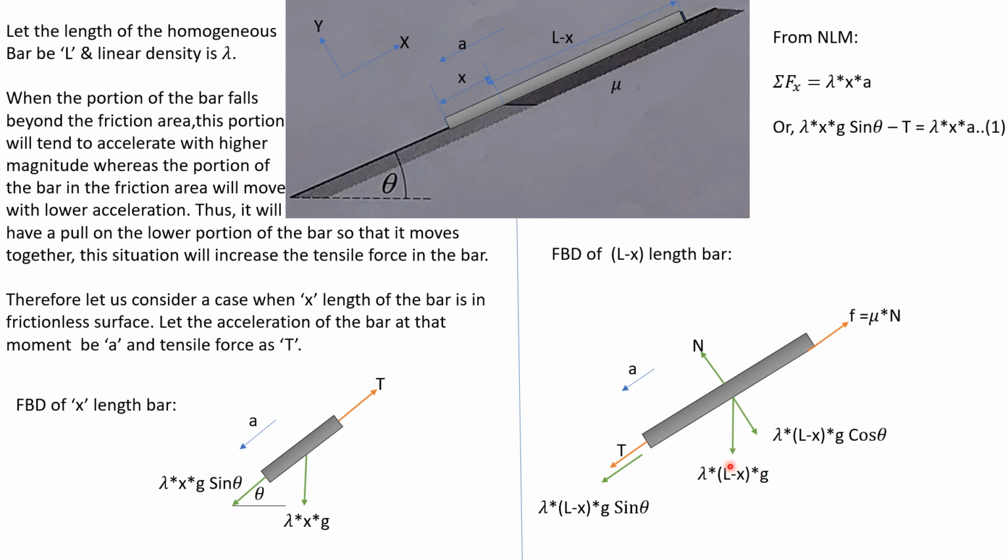The component of this lambda into L minus x into g along the inclined plane is lambda into L minus x into g sine theta. Since this one is moving with an acceleration a, this will also be moving with an acceleration a, because this is a rigid configuration and all the parts will be moving together unless or until it breaks. Now in the y direction there is no motion, so N will be equal to lambda into L minus x into g cos theta.